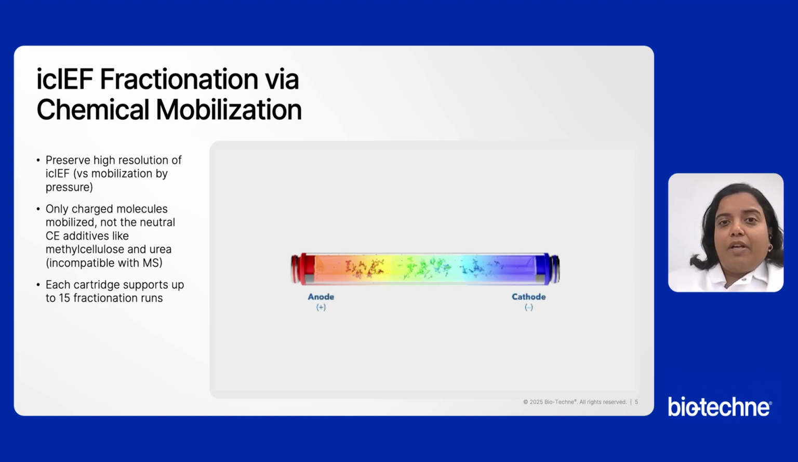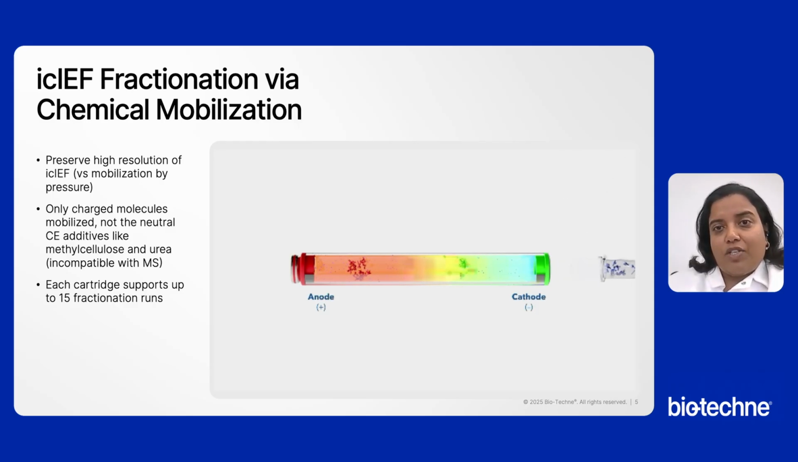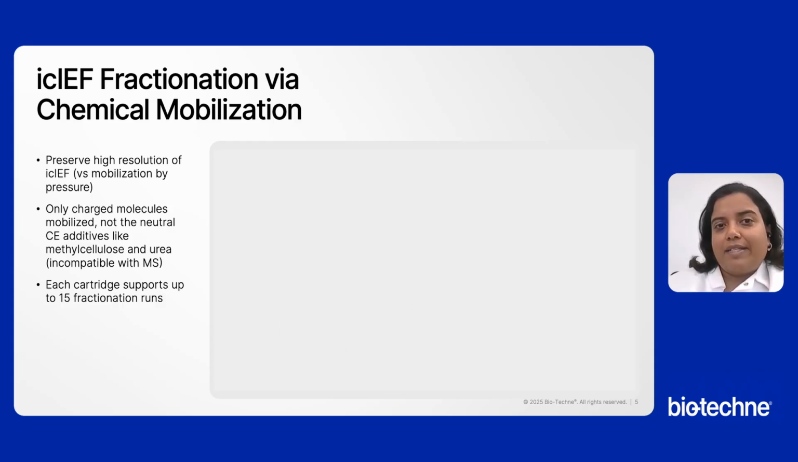Now, during the chemical mobilization, the acetate ions from the mobilizer solution enter the capillary to displace the hydroxy ions when a voltage is applied. And this results in the change of the local pH, and the protein charge variants become positively charged. The positively charged protein moves toward the cathodic end of the capillary and eventually out of the capillary into the mobilizing solution. And then all these fractions are collected.